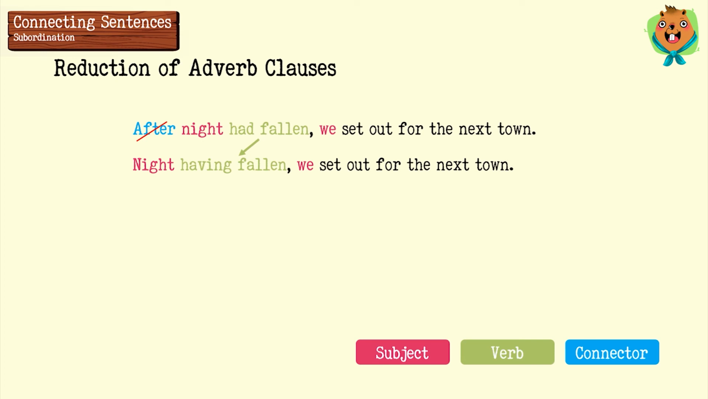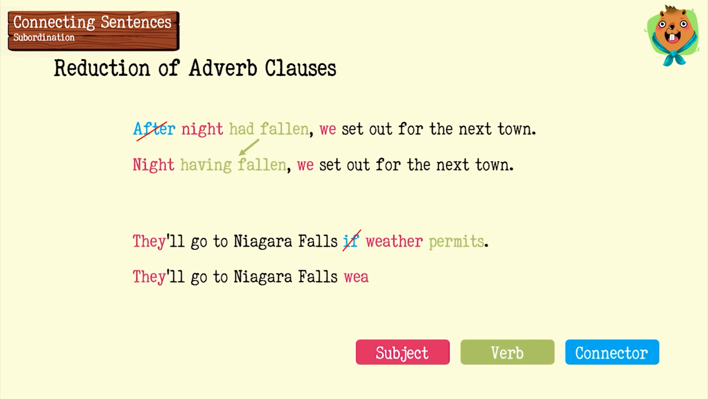Let's look at another example. "They'll go to Niagara Falls if weather permits." Again, as you can see, we have different subjects in both clauses. In the main clause you have "they," and in the adverb clause you have "weather." In order to achieve reduction here, we have to omit the conjunction "if" and turn the verb in the adverb clause, "permits," into the verb ing form. Thus, the reduced clause would be, "They'll go to Niagara Falls, weather permitting."